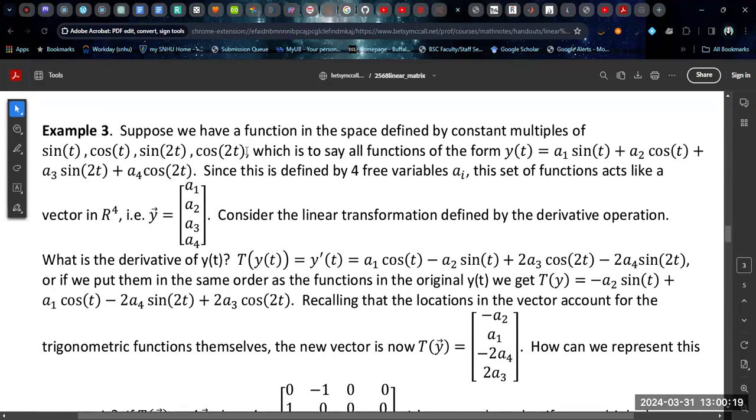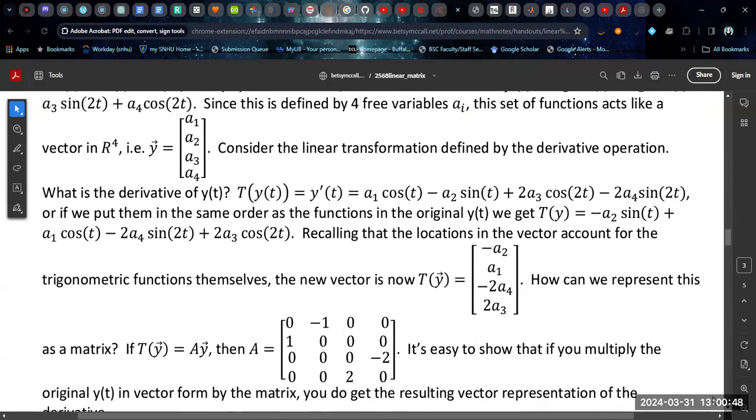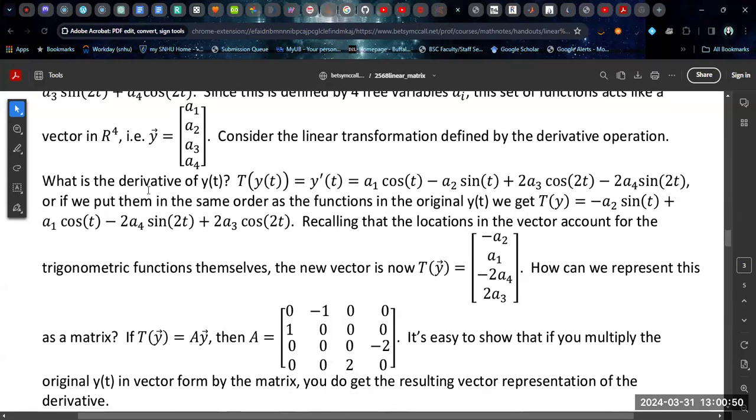Now, here's another example. Suppose we have a function in the space defined by constant multiples of sine t, cosine t, sine 2t, and cosine 2t, which is to say all the functions of the form a1 sine t plus a2 cosine t plus a3 sine 2t and a4 cosine 2t. These are defined by 4 free variables, ai, and so this acts like a vector in R4. So consider the transformation defined by the derivative operation.